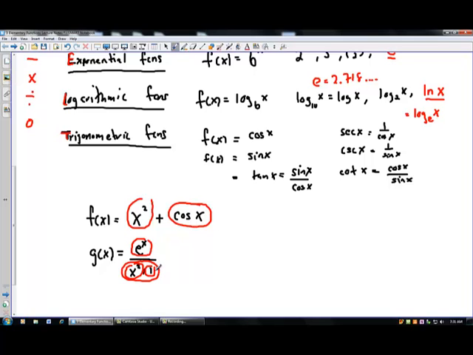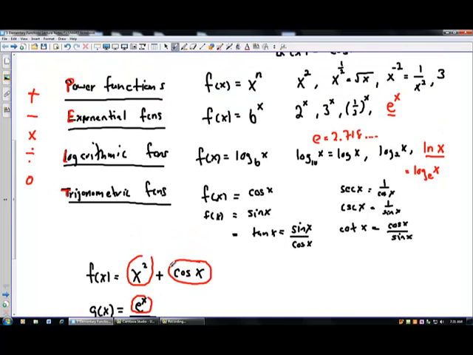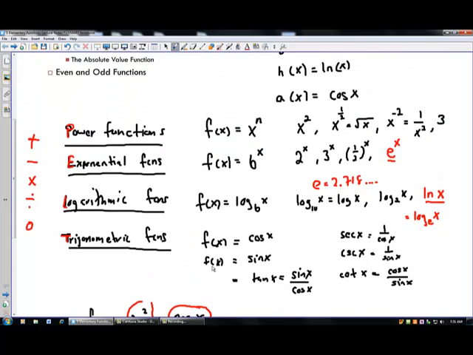So every function you've probably seen up to this point in your mathematical career can be expressed as basically a sum, difference, product, quotient, or composition of these elementary functions. And so we want to study this a bit and understand how we can take these functions apart and write them in terms of power, exponential, logarithmic, and trigonometric functions, and then work with adding, subtracting, multiplying, dividing, and composing them. So let's take a look at an example.